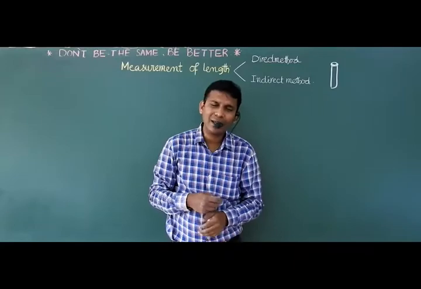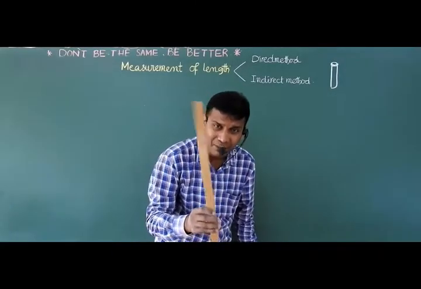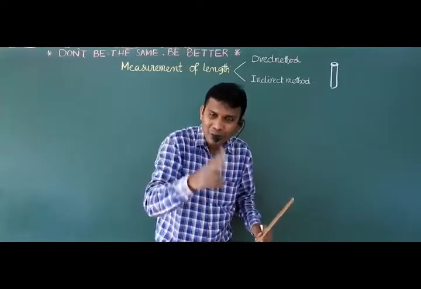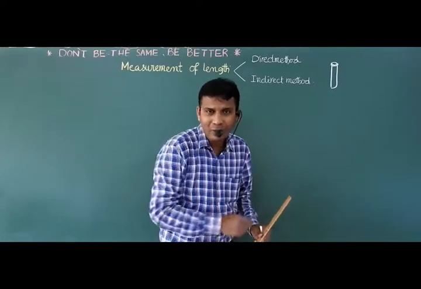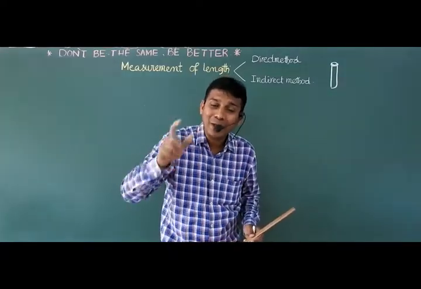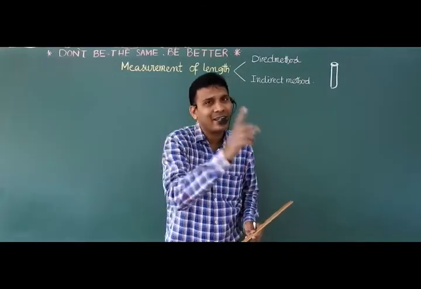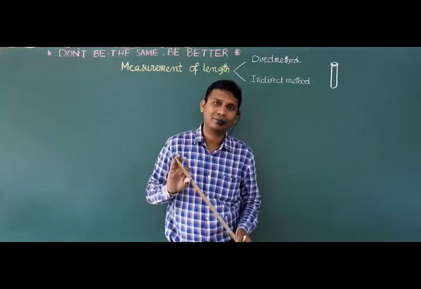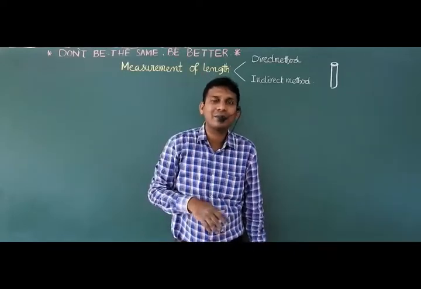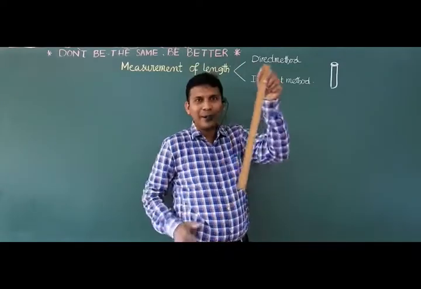Then if you want to calculate the distance between Delhi and Hubli, shall I use this meter scale? Is it a convenient instrument to measure the distance between two stations such as Delhi and Hubli? No. So that method of measuring the distance between Delhi and Hubli is an indirect method. It is not a direct method. Like, rough idea I am telling you. If you want to calculate the distance between Sun and Earth, we cannot use a meter scale. We cannot use a tape scale.